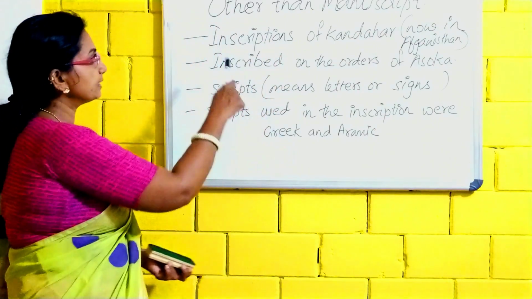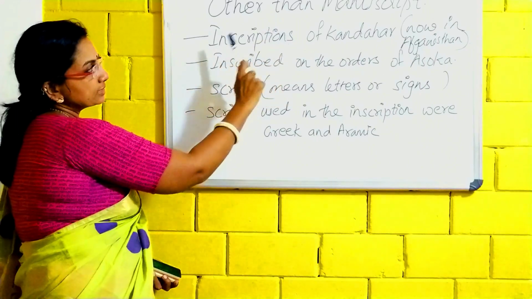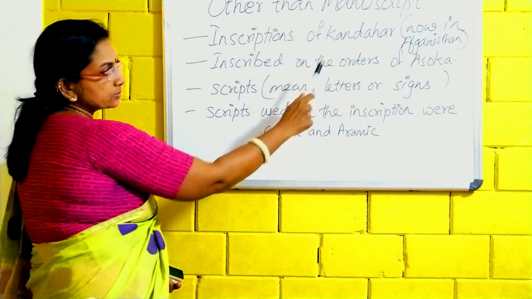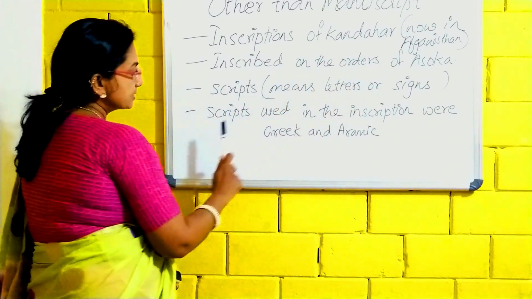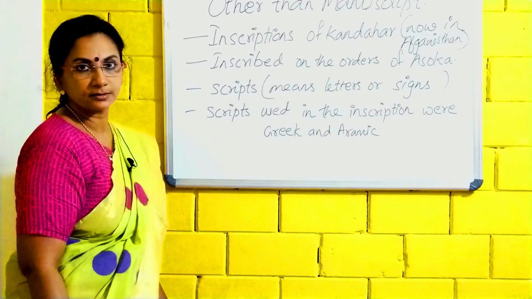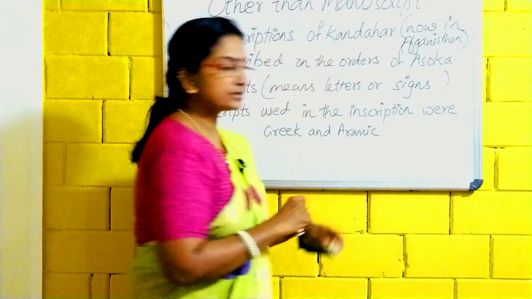Once more, an example for the inscriptions is the Kandahar inscription, now in Afghanistan, inscribed on the orders of Ashoka. Scripts means letters or signs. The scripts used in the inscription were Greek and Aramaic. Aramaic was the language used by the people in Southwest Asia.